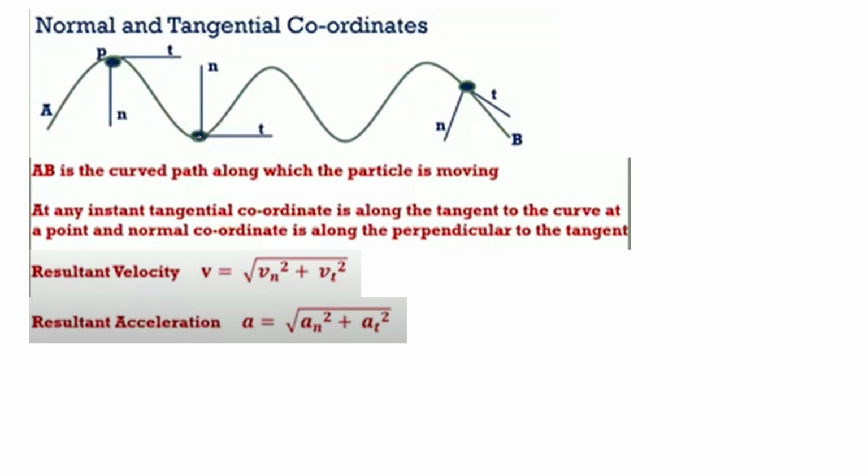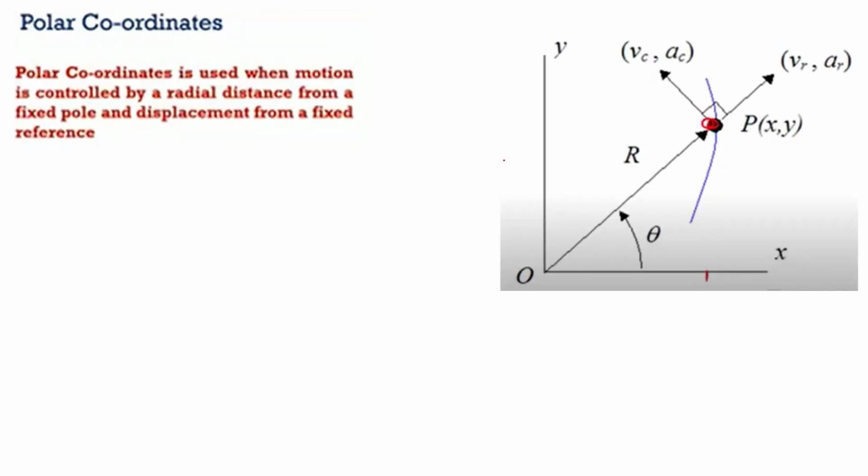When the particle reaches this point, the tangential path will be like this and the normal path will be like this, right? If you are considering a particle somewhere here, then the tangential will be tangential to this point and the normal line will be perpendicular to this tangential point. So it is possible to find out the velocity and acceleration of the particle when it is moving along this curved path.